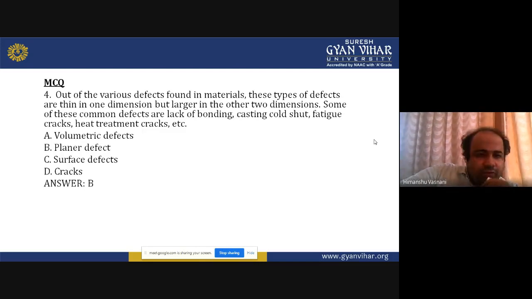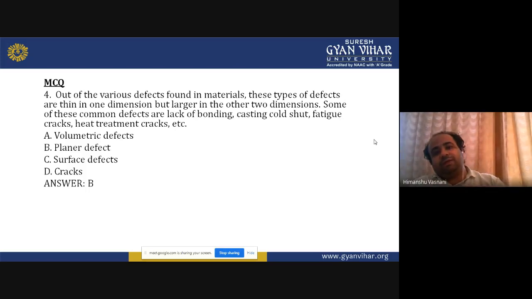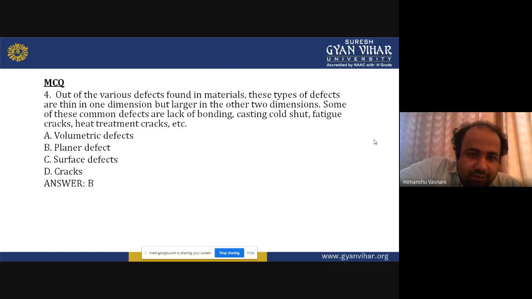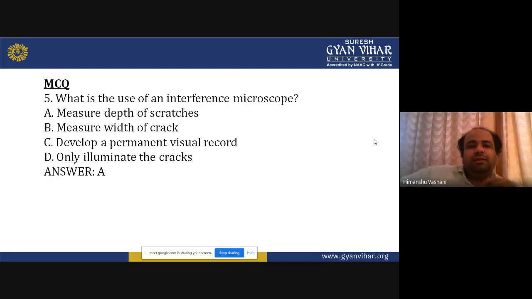Then, out of the various defects found in materials, these types of defects are thin in one dimension but larger in the other two dimensions. Some of these defects are lack of bonding, casting cold shut, fatigue cracks, heat treatment cracks, etc. So what are these called? Understand? They are thin in one dimension and larger in the other two, meaning some plane is there. Okay, so it is called a planar defect. Then, what is the use of an interscope microscope that I had just discussed with you? It is used to measure the depth of scratches.